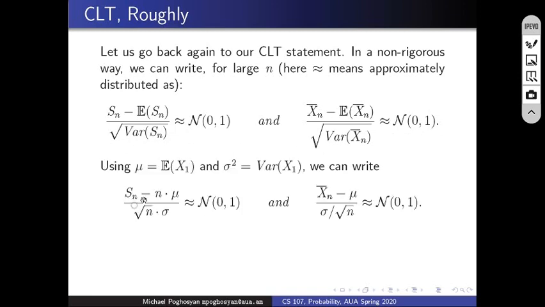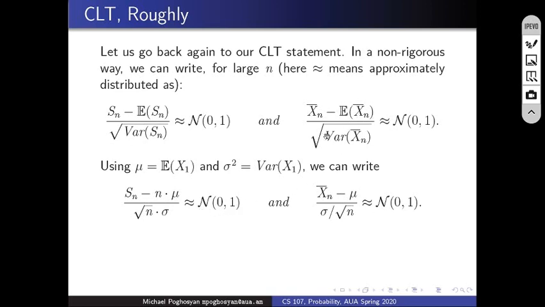Very easy to remember. And if I do calculations, if the expected value of x1 is denoted by mu, and the variance of x1 is denoted by sigma squared, then the expected value of Sn will be n times mu. The expected value of a sum is n times the expected value of each. And if you calculate the variance, the denominator gives square root of n times sigma. So this is approximately normal 0, 1.